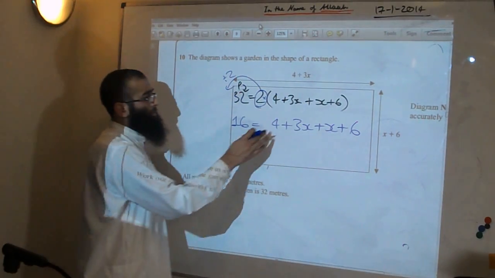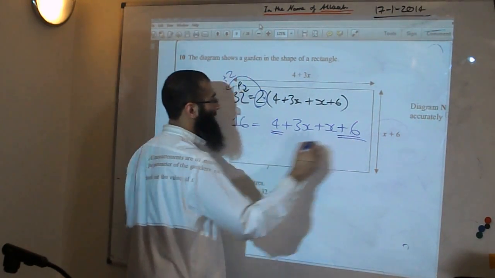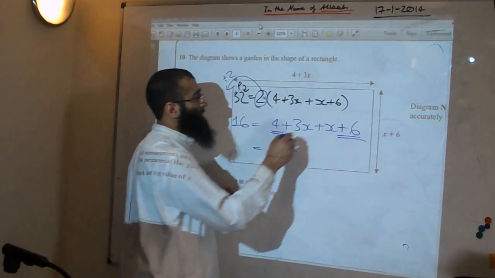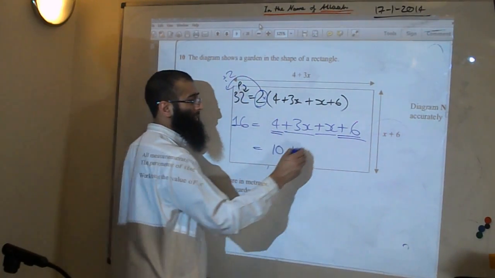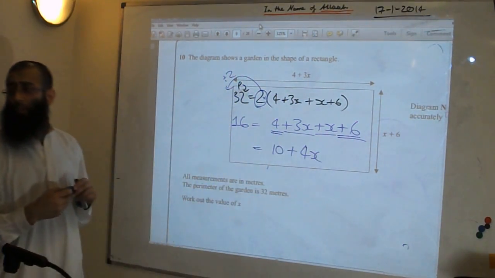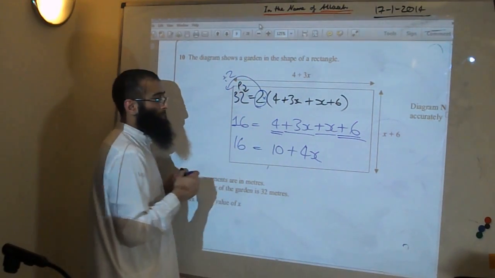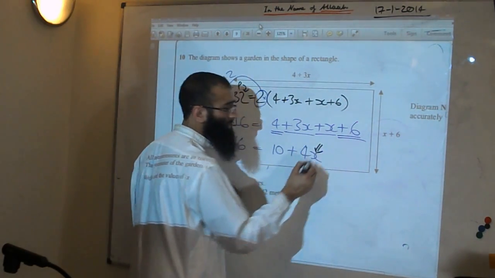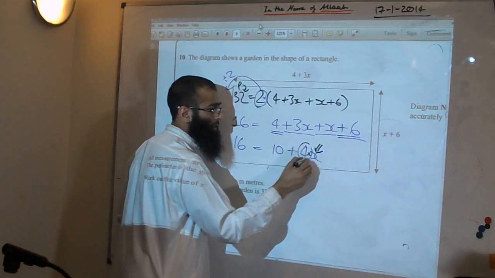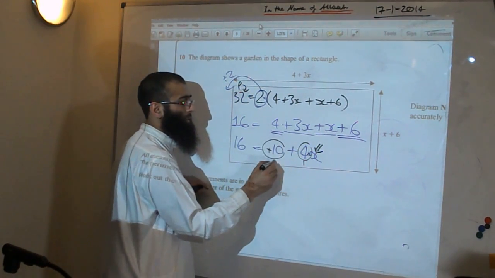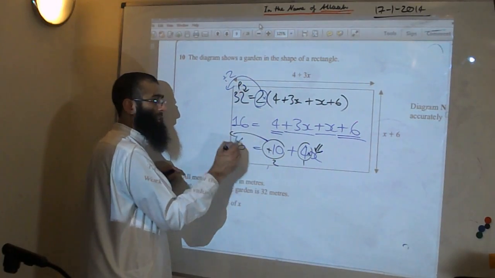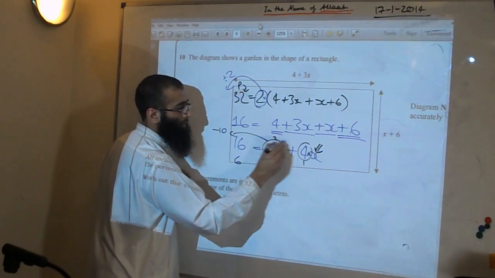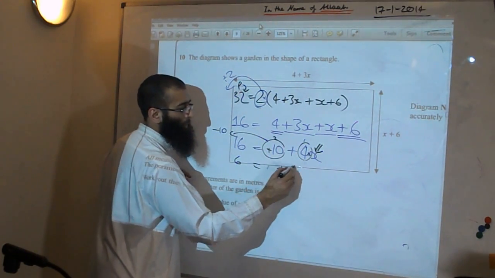We have 4 add 6, 10. Good. Next, we have 3x plus x, which gives us 4x. Excellent. Let's just copy down. Now I need to work out the value of x. X has been timed by 4. That's called the first action. It's been added by 10. That's called the second. So the opposite: move the last action first. Opposite of add 10 is minus 10. So 16 minus 10 is 6. So we have left over plus 4x now.